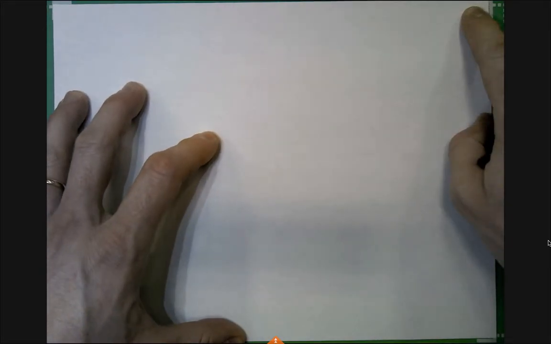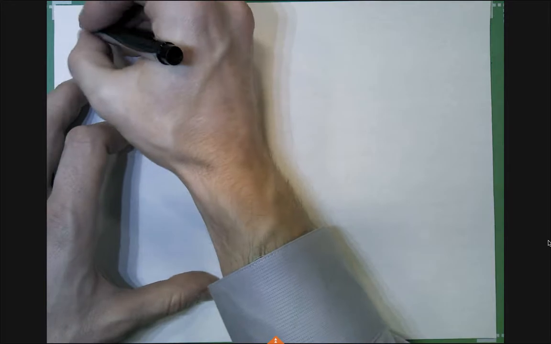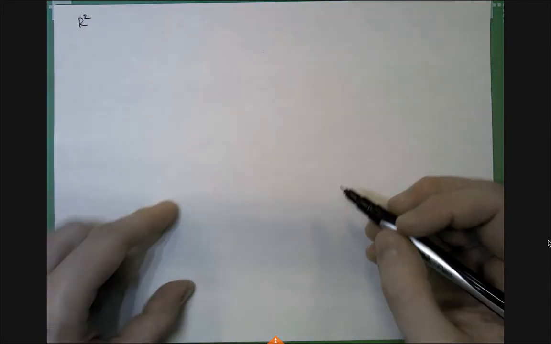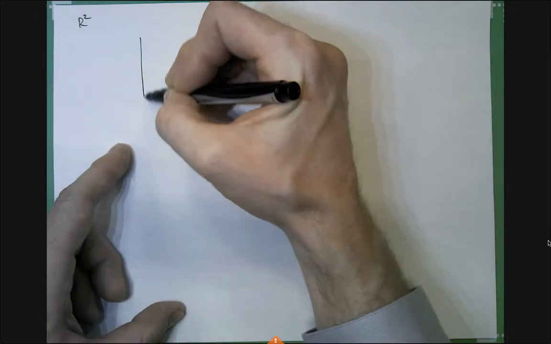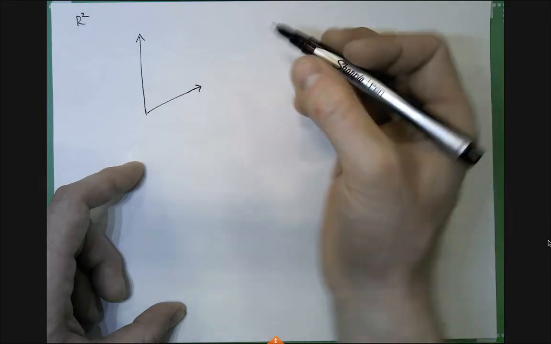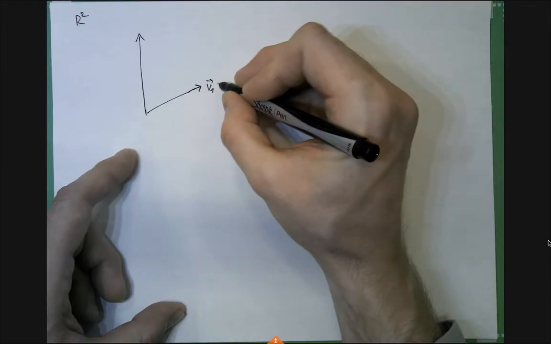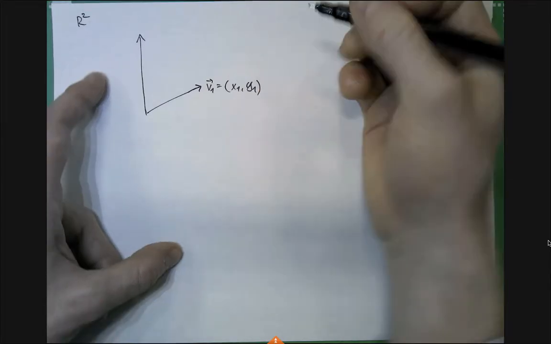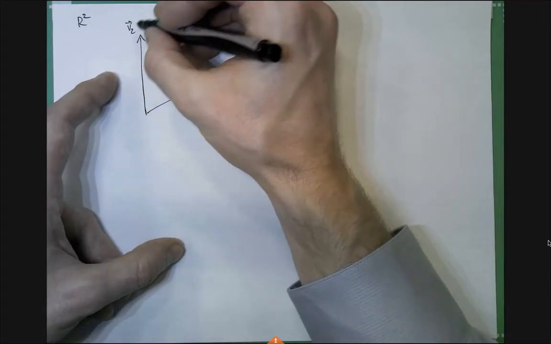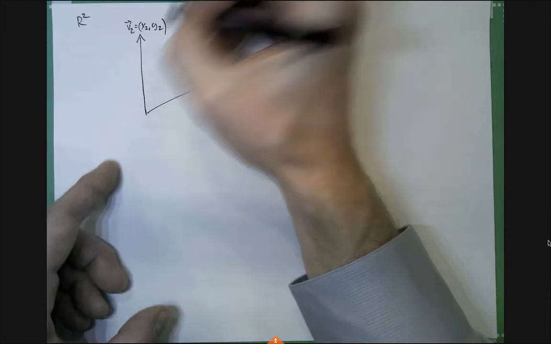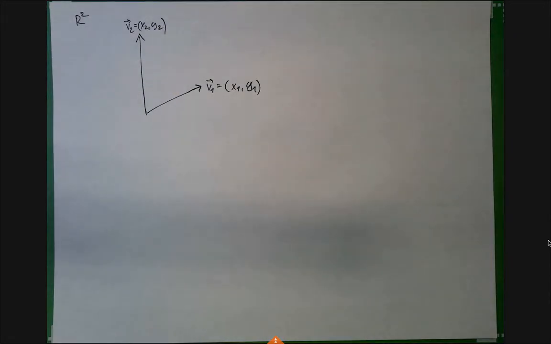It's quite cool. We are still in 2D, so we are in R2. Let's pick two vectors. Let's pick a vector, for example, like this, and another one like this. Let's say this is a vector v1 with coordinates x1, y1, and this will be v2, with coordinates x2, y2.